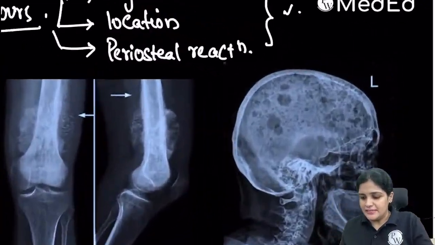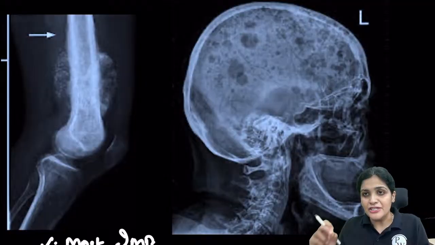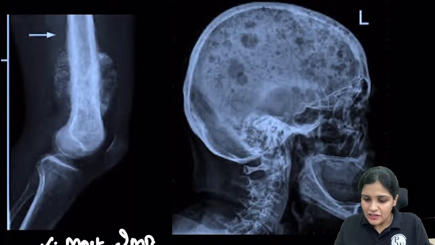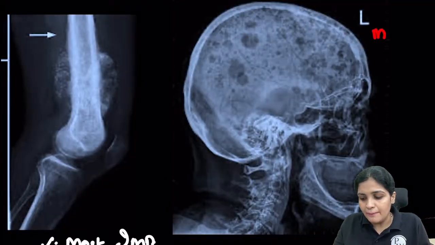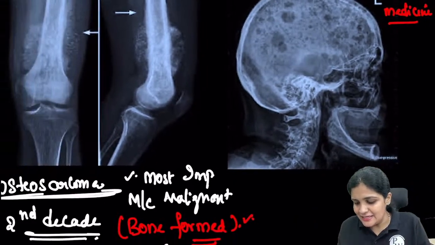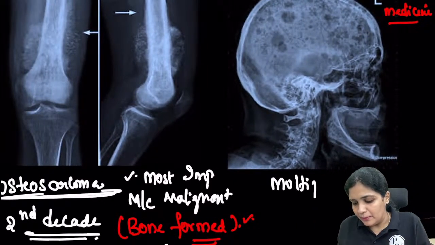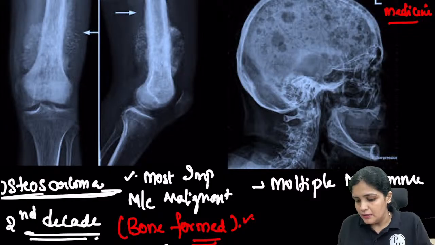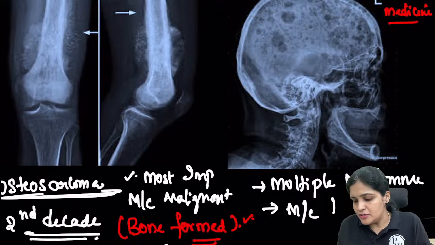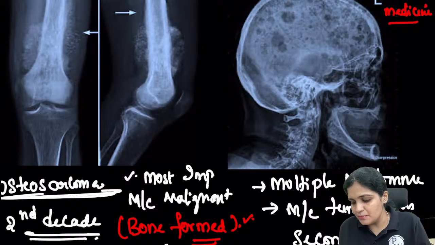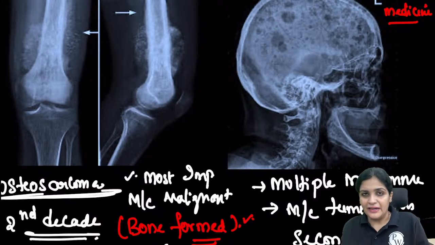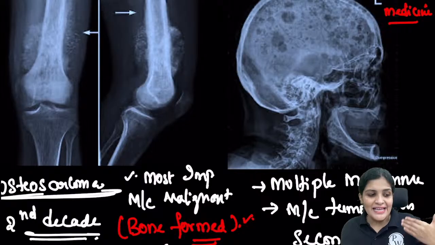And now what is this? Multiple punched out lesions in the skull. It is very, very important, and this is your medicine also. Multiple myeloma. Yes, this is multiple myeloma. And this is supposed to be one of the most common tumors which is seen in ortho after secondaries. Right, so the first important tumor related to oncology in ortho we see are the secondaries, right?